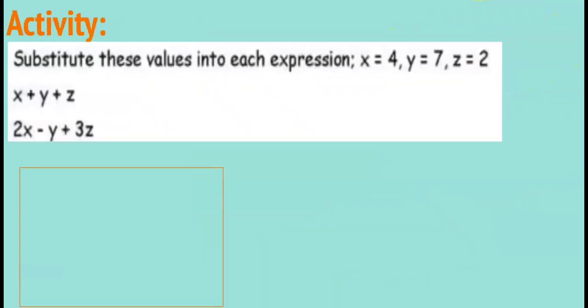With that being said, let's try a few activities. Let's substitute these values into these expressions, where x equals 4, y equals 7, and z equals 2. So let's give you a few seconds to attempt the question. If you need additional time, you can pause the video and then continue.